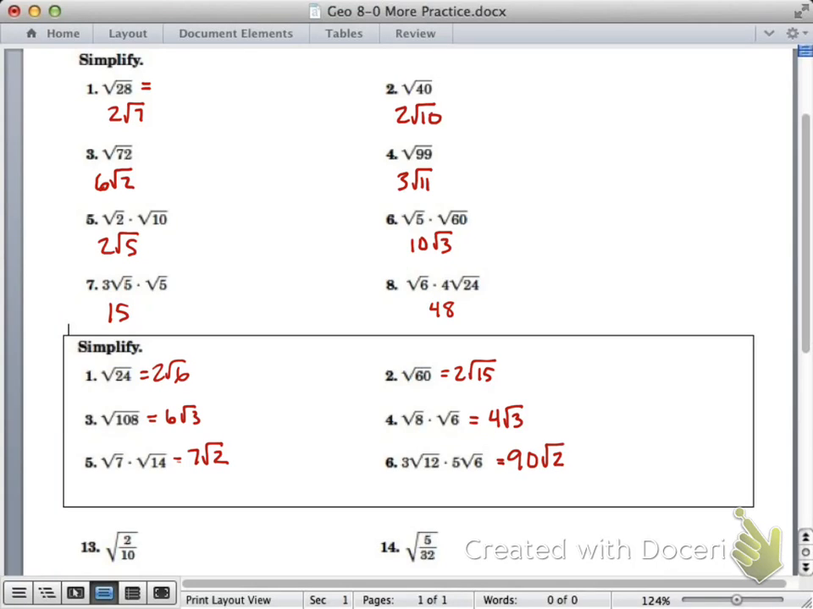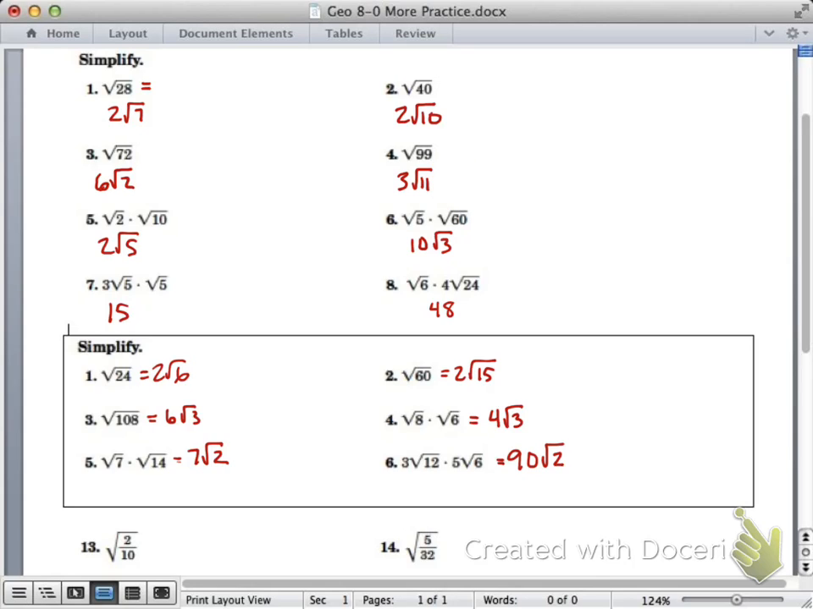Here are answers to the 8-0 more practice that you could have done optionally. You may have some questions about it. I just want to hit a couple of highlights here. When we're talking about radicals, you got to get the perfect square out of it.